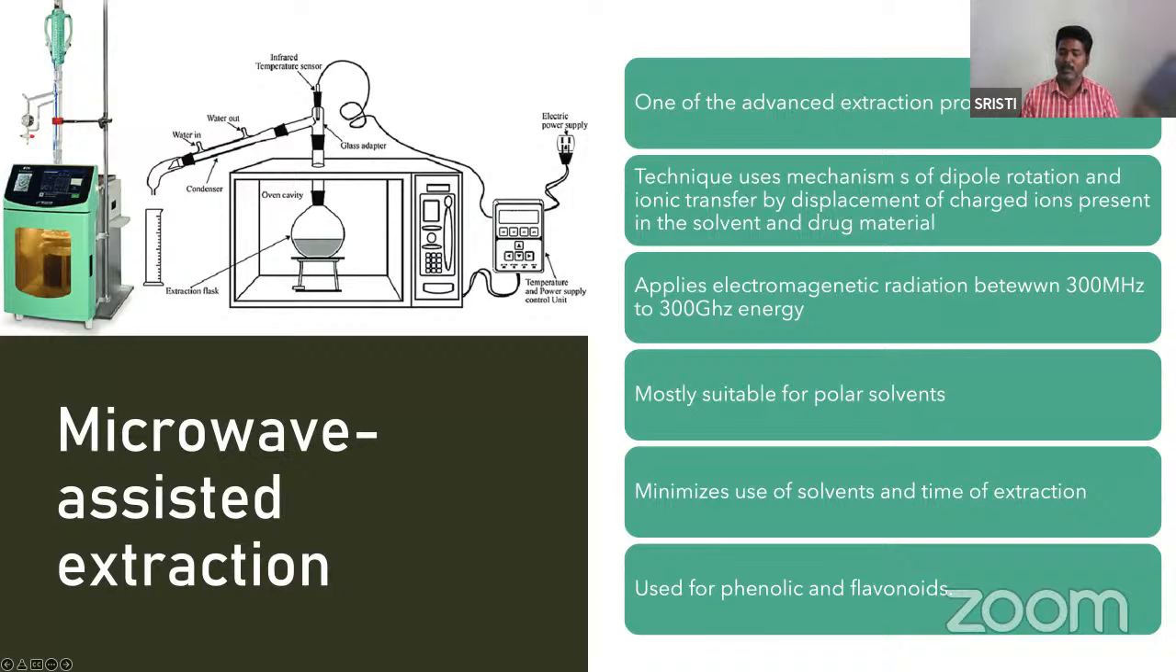You can use it because you are applying a large amount of electromagnetic radiation to break down the cells and get the compounds out. Very little time is required for the extraction. Most commonly, this method is used for extraction of phenolics and flavonoids.